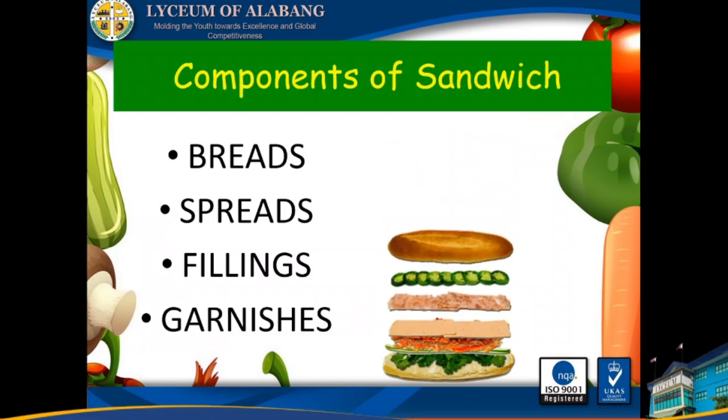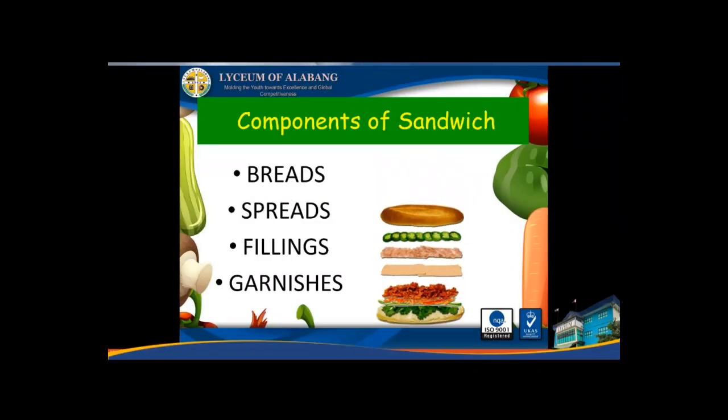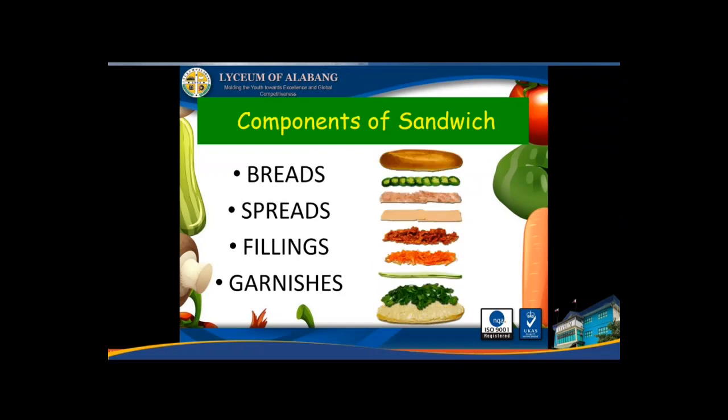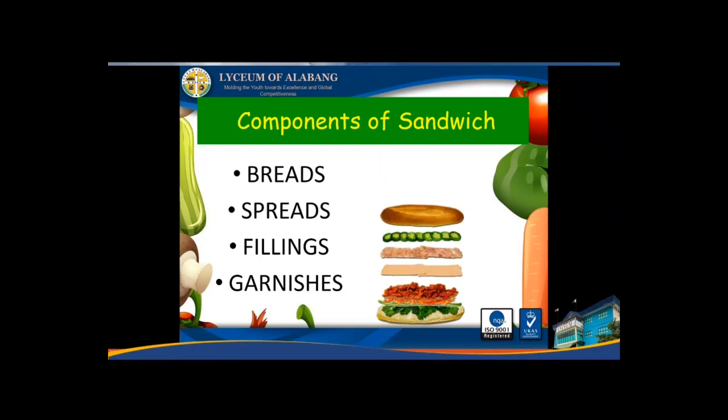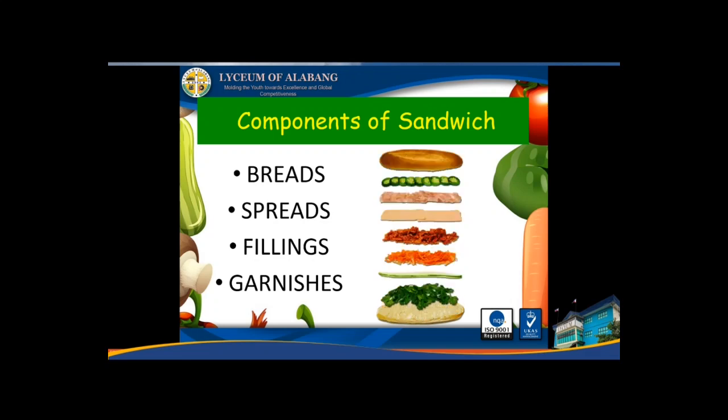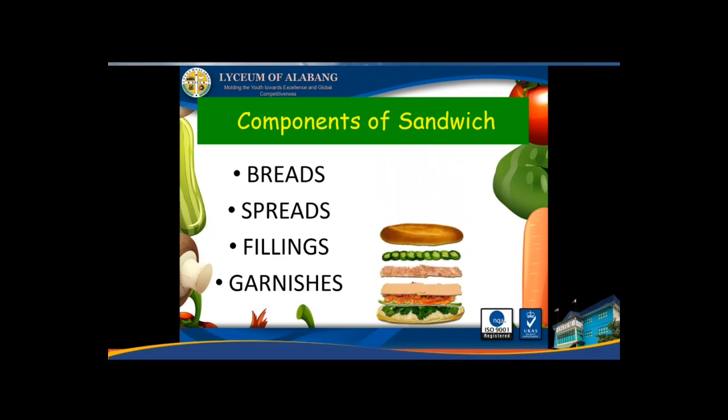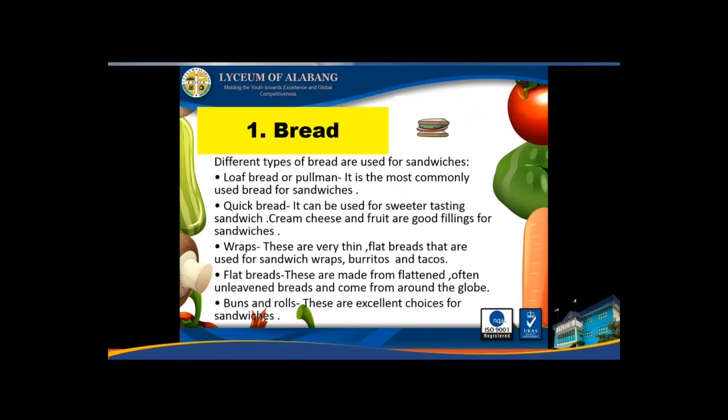Components of sandwiches. We have 4 parts or structures of sandwiches: the bread, spread, fillings, and garnishes. Number 1, bread. We have various types of bread that can be used to make sandwiches, such as loaf bread or pullman, quick bread, wraps, flatbreads, buns, and rolls.